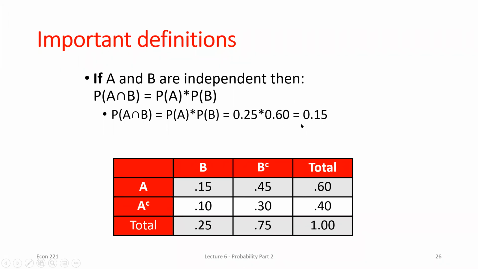So let's say we went through and computed this and it was 0.3. Well, that's not the same as the intersection, so we would say they're not independent, or I guess you could say dependent, right? If we want to think about it that way.